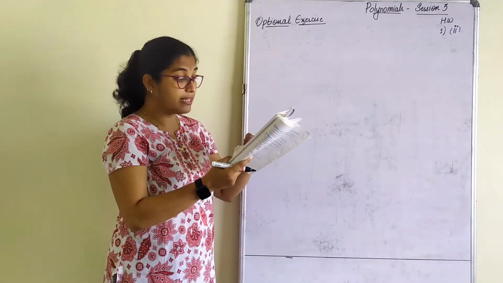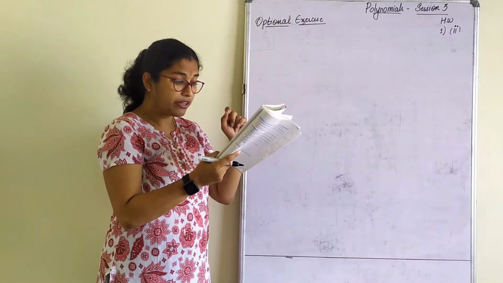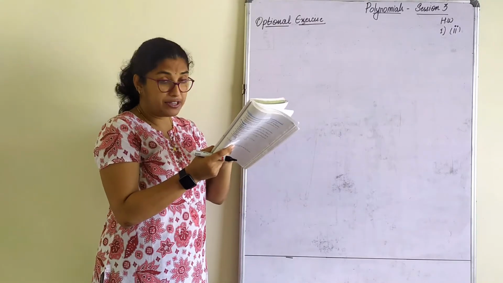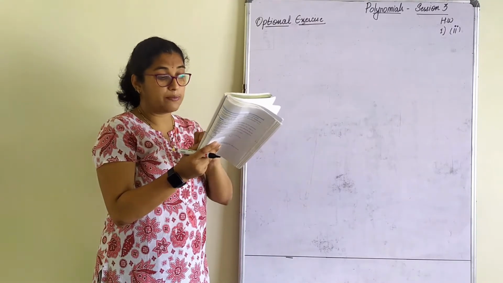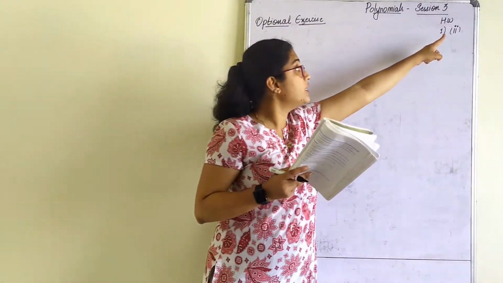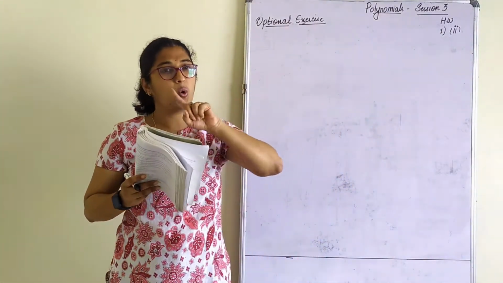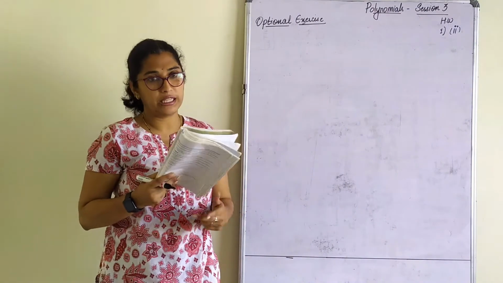So in the optional exercise, the first one I will be doing. First part I will be doing. There are 2 sub questions. Second sub question I have marked for homework. This is the only homework sum in the optional exercise.